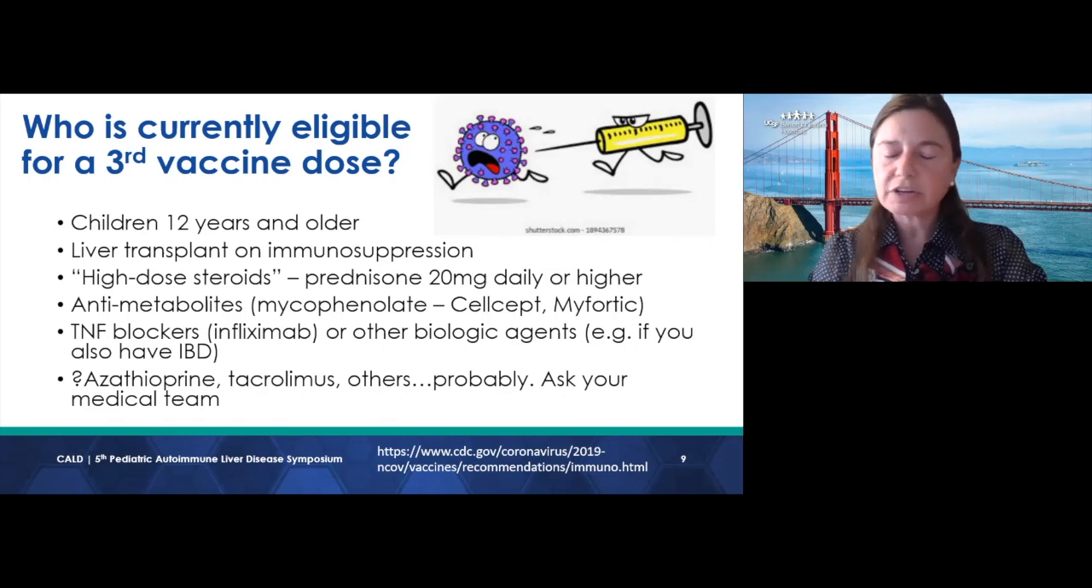Now, this was really driven entirely by adult data, mostly from the transplant population, showing that there is a response to the vaccine in these patients, but it's less robust than in other patients, and that a booster vaccine seems to increase antibody response and increase antibody levels.